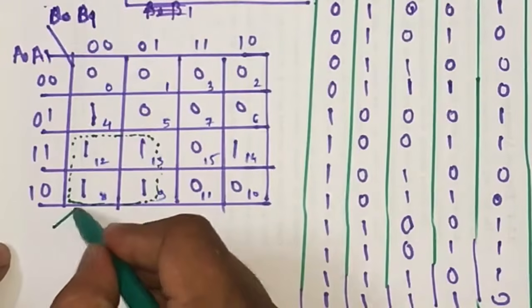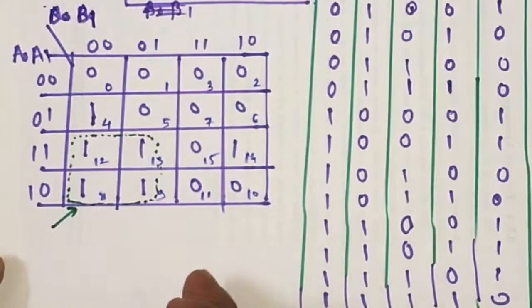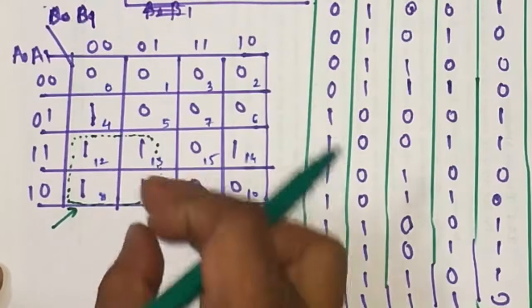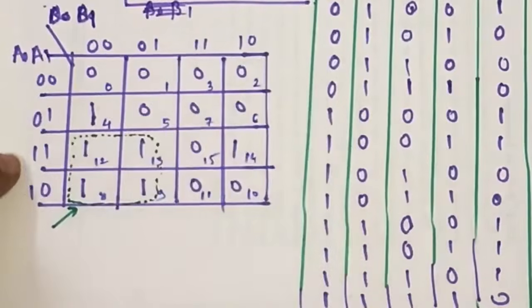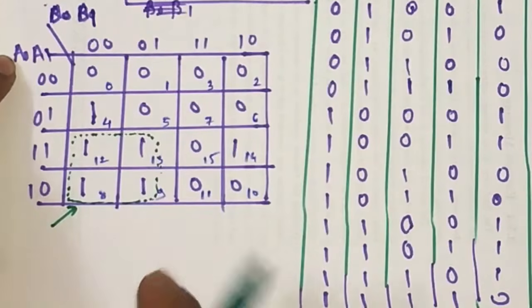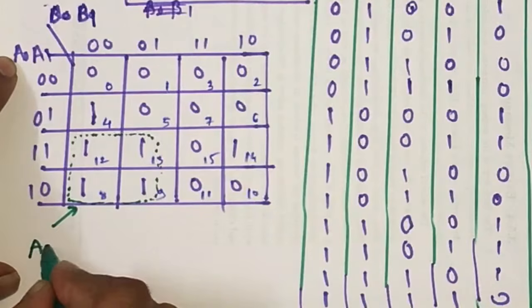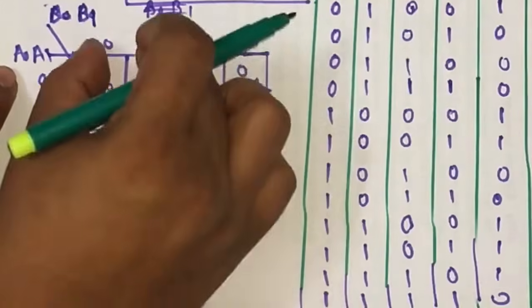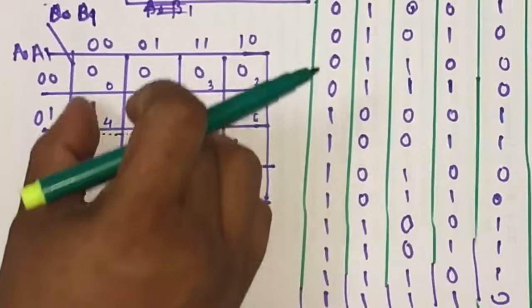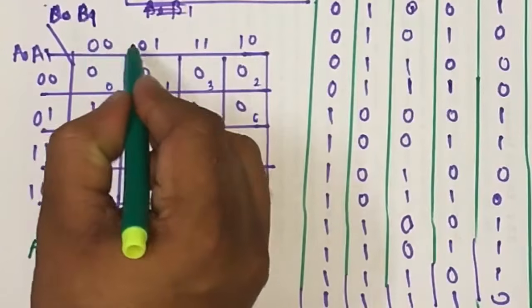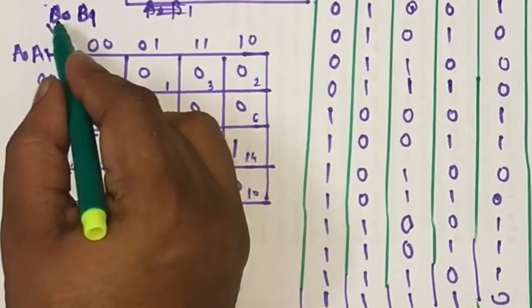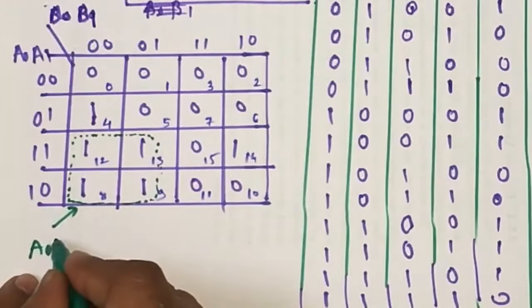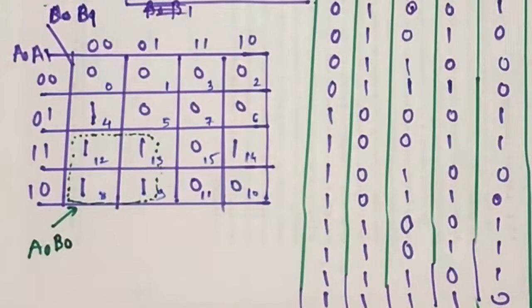Okay, after forming a quad, write the equations. So how to write the equation for this quad? Take the common between these two rows. What is the common? This 1 is common, and this left hand side one value will indicate the value of A0. So that is A0, and find the common between these two columns. What is the common? 0, 0 is common. Okay, 0 common means it is the value of B0. So A0, B0, that is the equation for this quad.